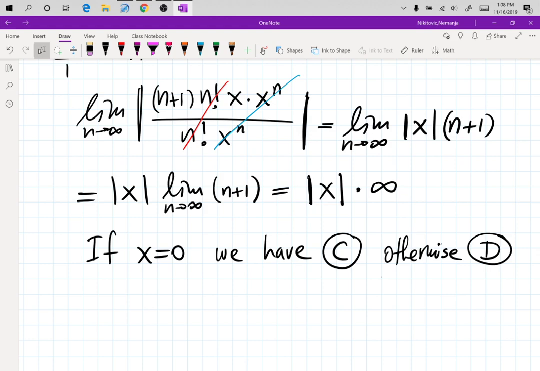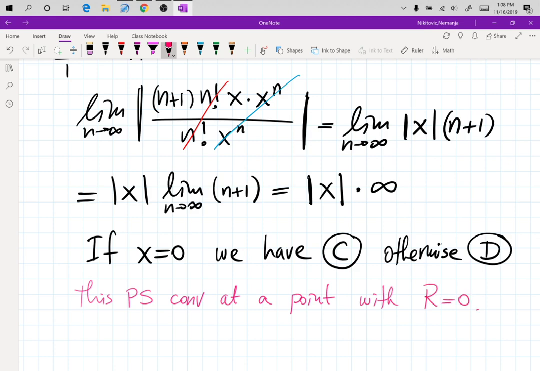So we say that this power series converges only at the point 0, with radius of convergence 0, obviously, because nothing else converges. So right here we'll say this power series converges at a point with radius equal to 0. There is no interval, right? It's a single point of convergence.